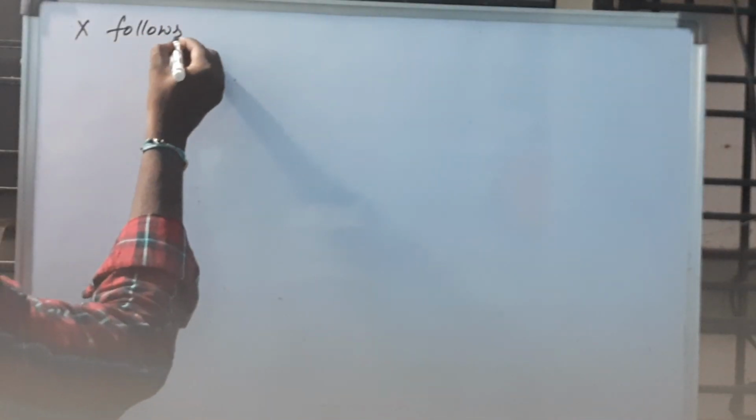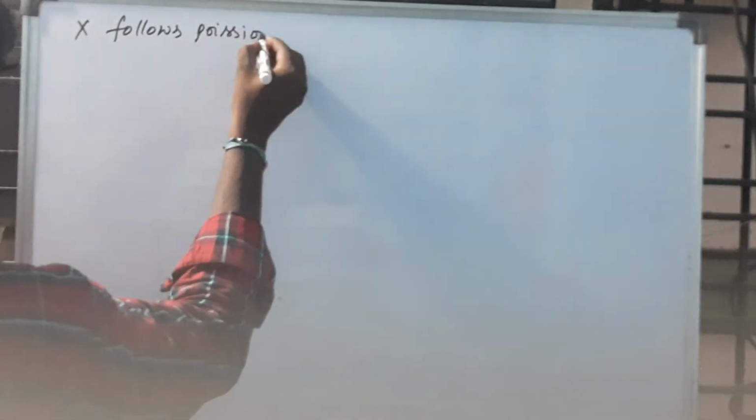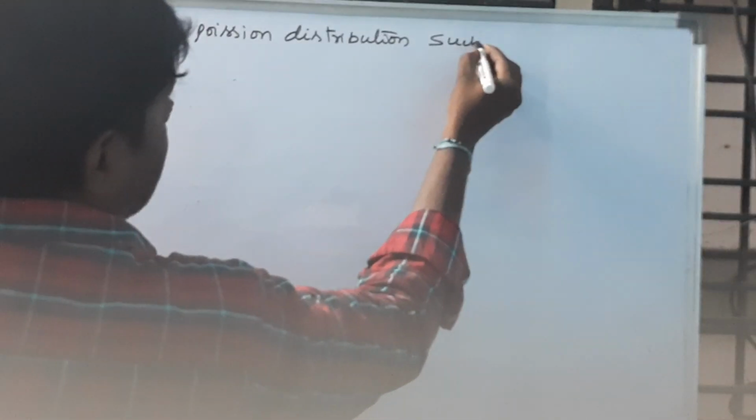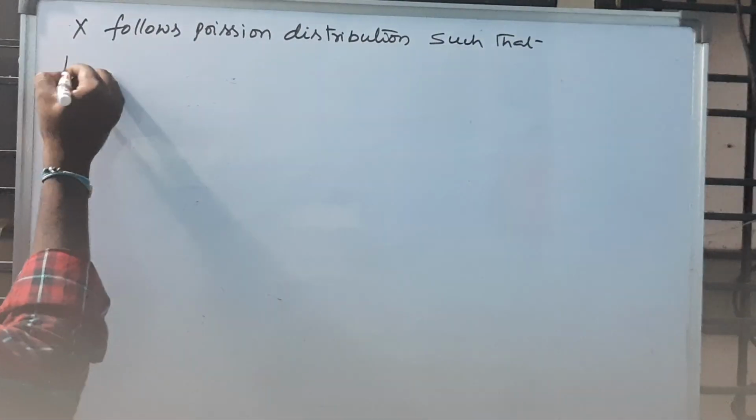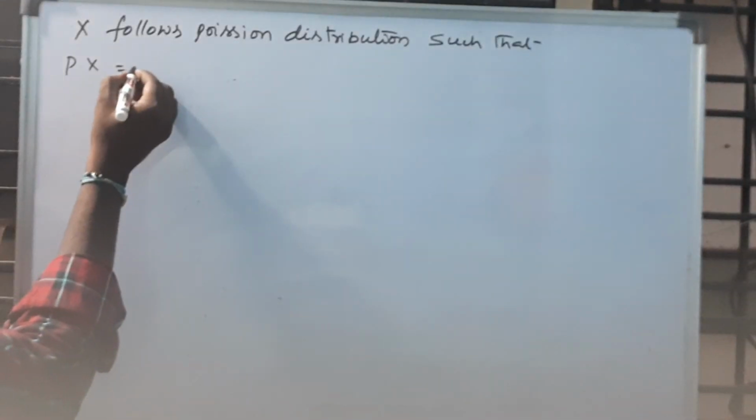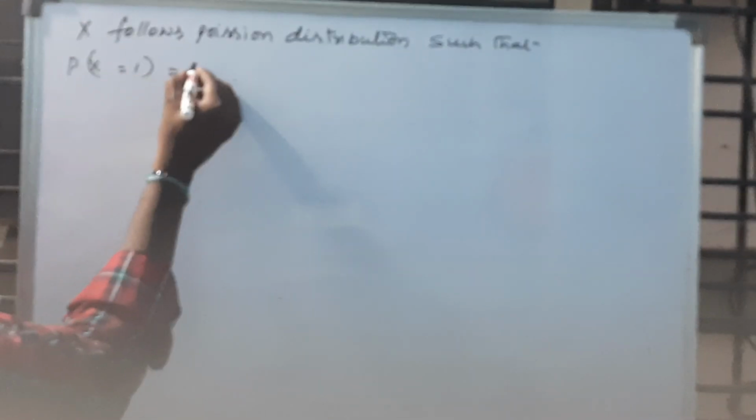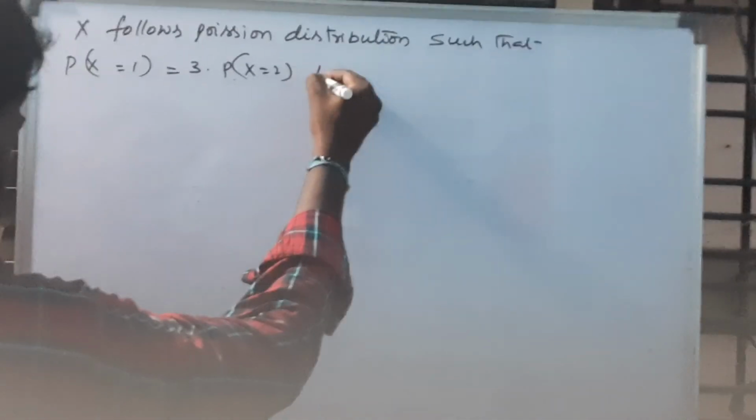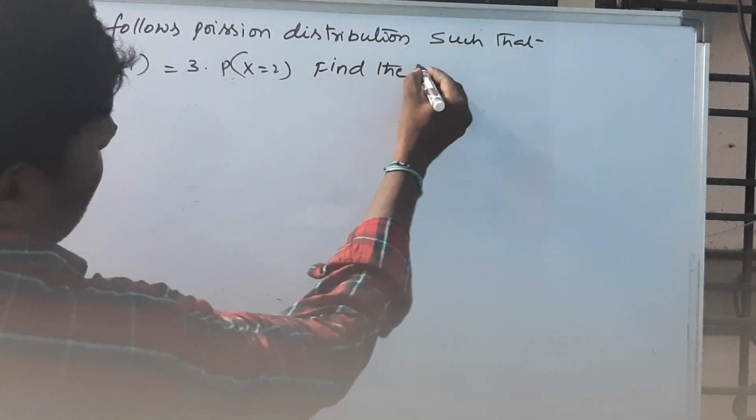See the next one now. X follows Poisson distribution such that P of x is equal to 1, which is equal to 3 times P of x equal to 2. Find the variance of x.